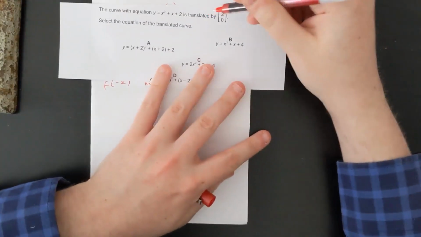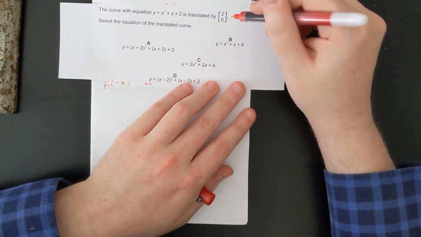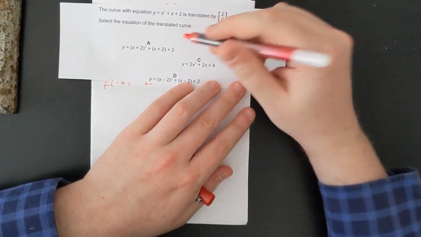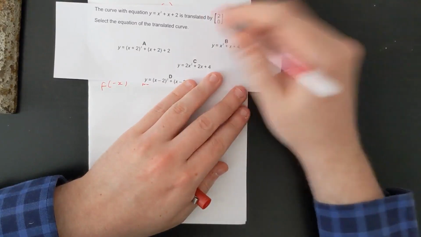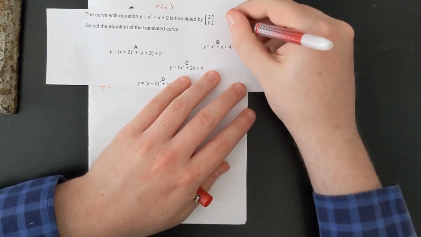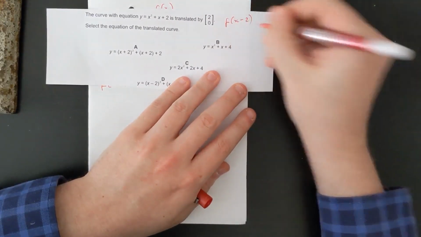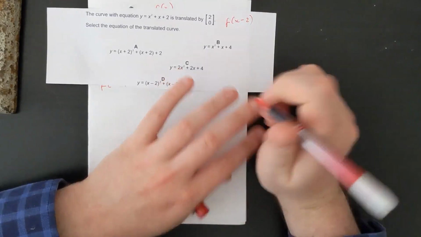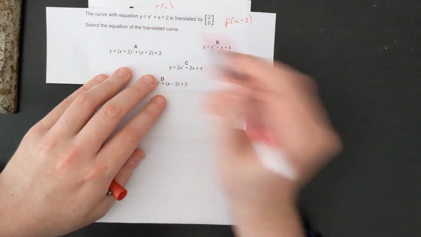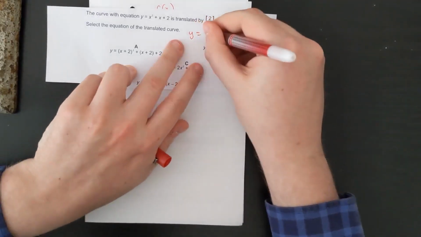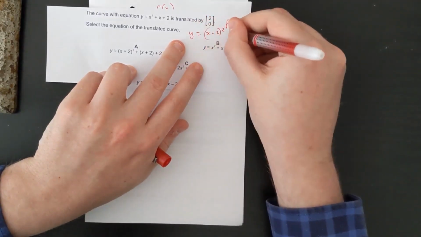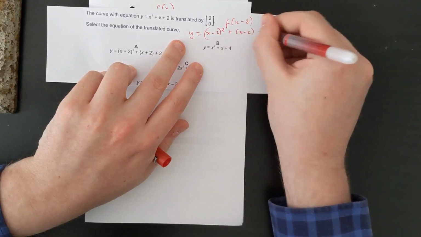I can apply a similar approach to another question on the Maths Watch. The curve of that equation is translated by 2, 0. Select the equation of the translated curve. So that's moving to the right by 2. So that's f of x minus 2 then. What that means is that I replace each of my x values here with x minus 2. So I have y is equal to x minus 2 all squared plus x minus 2 plus 2.